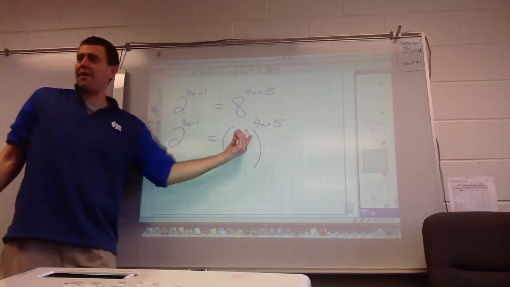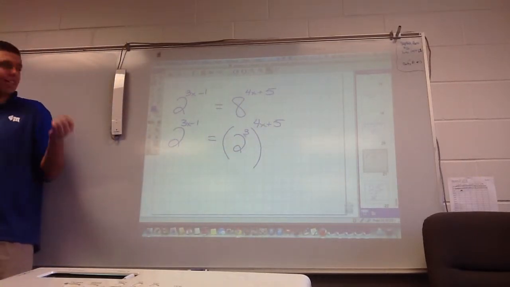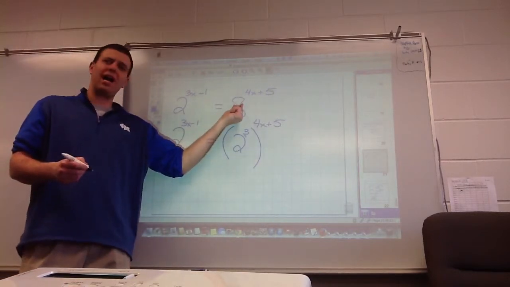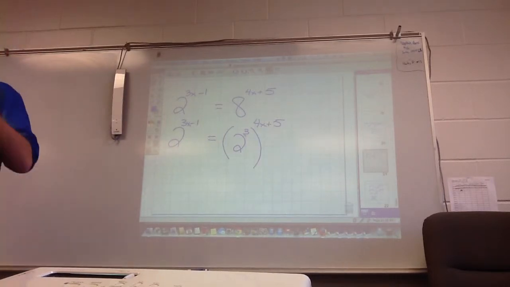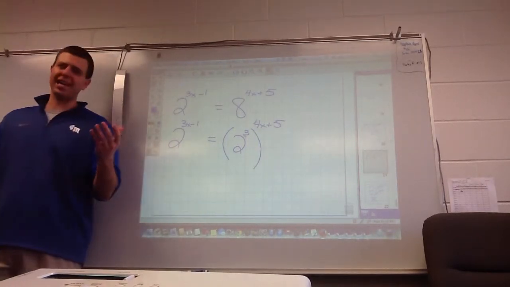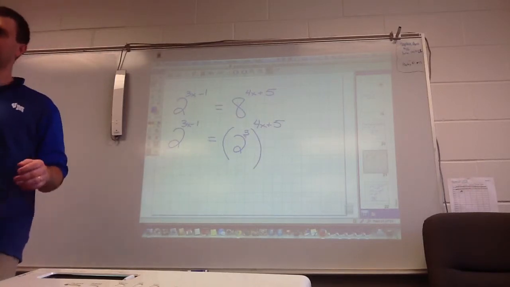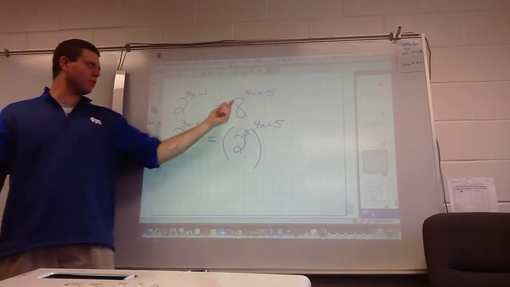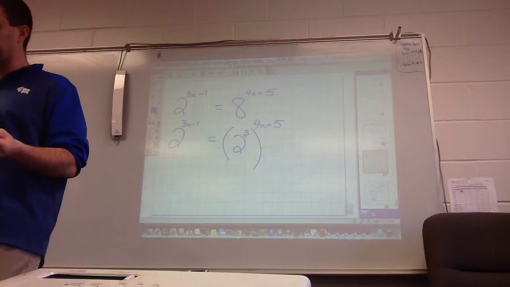So I still have 8 raised to the 4x plus 5 power, right? That still says 8 to the 4x plus 5 power. I've just rewritten how I express 8. 8 is 2 to the 3rd power. Now, if that can't be done, you have to learn logarithms, which is later on. But all the ones that are going to be assigned for you today, you will just have to take one of the numbers, or both of the numbers, and rewrite them so they have the same base.